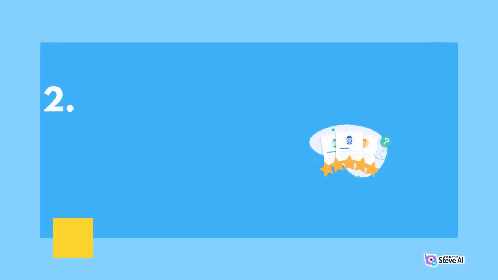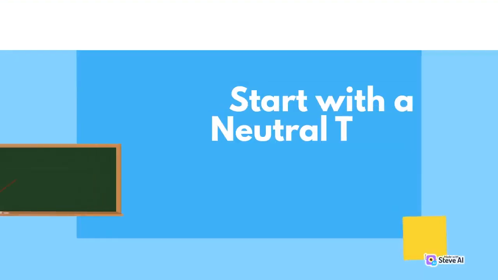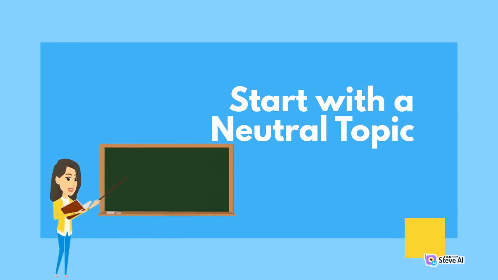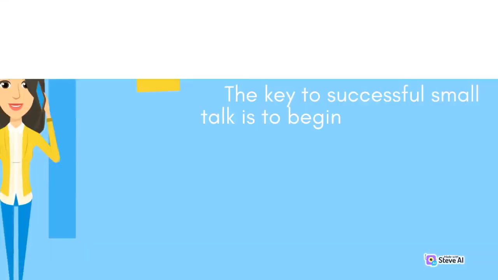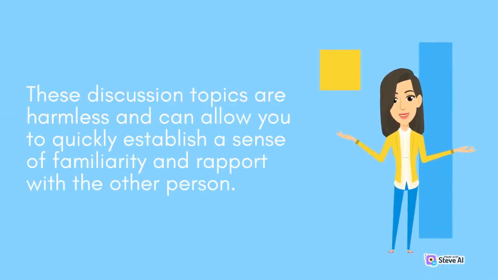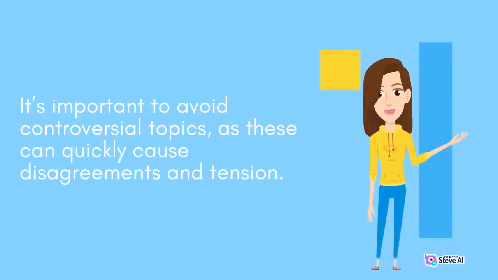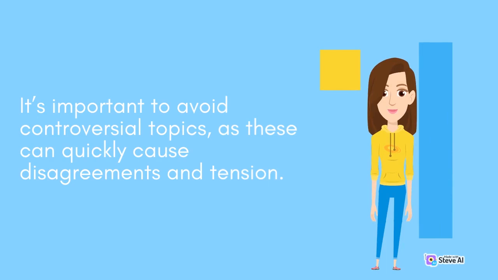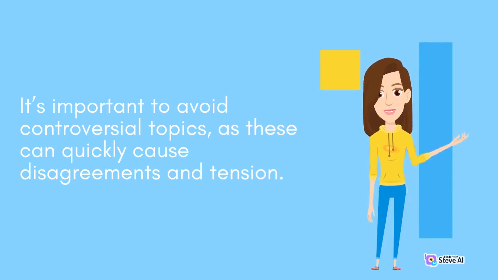2. Start with a neutral topic. The key to successful small talk is to begin with a neutral conversation topic, such as the weather or a recent news event. These discussion topics are harmless and can allow you to quickly establish a sense of familiarity and rapport with the other person. It's important to avoid controversial topics, as these can quickly cause disagreements and tension.